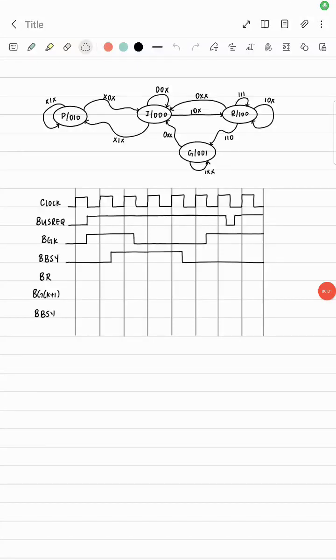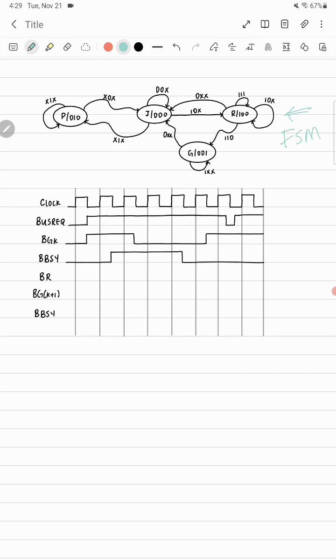And so today I'm going to be explaining how to draw a waveform of the output from a daisy chain device. So a typical question like this, you're given the FSM, or the finite state machine, the state diagram for the FSM or for the daisy chain. So this is the FSM you're given.